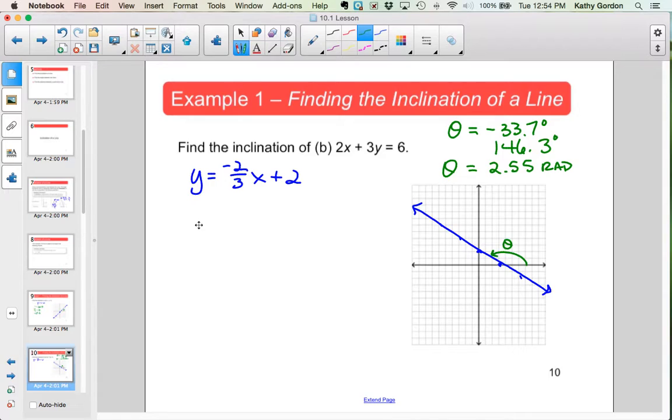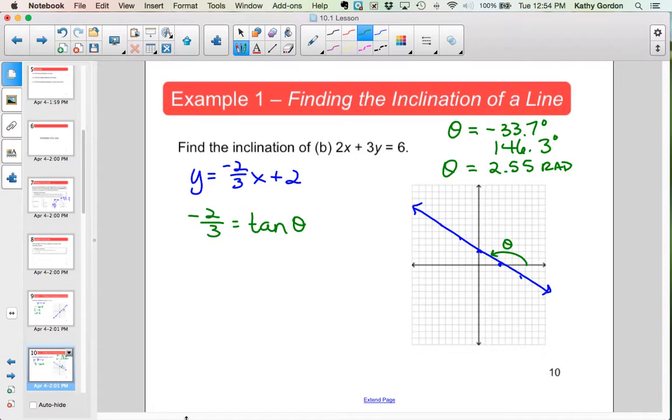So when I set up my equation of negative 2/3 being equal to the tangent of theta, if you simply punch in inverse tangent of negative 2/3, what does the calculator tell you? It gives you the negative 33.7. Okay? But this is where we can't just rely on the calculator again. We have to use our brains along with it.